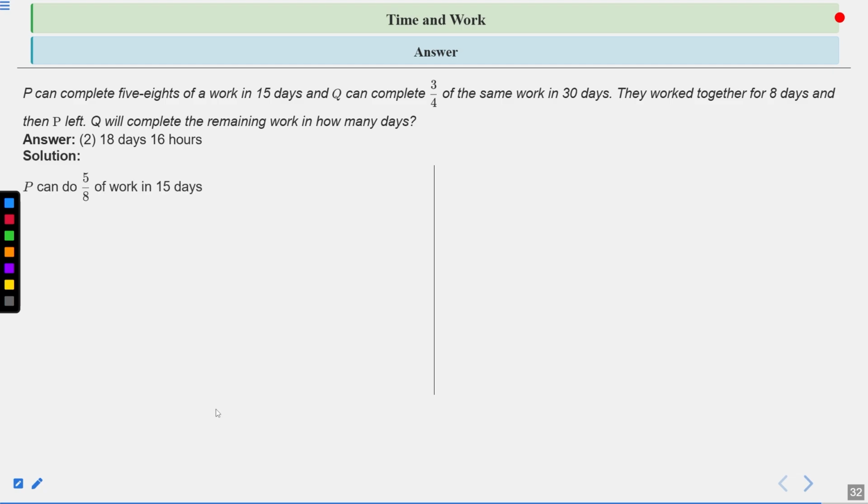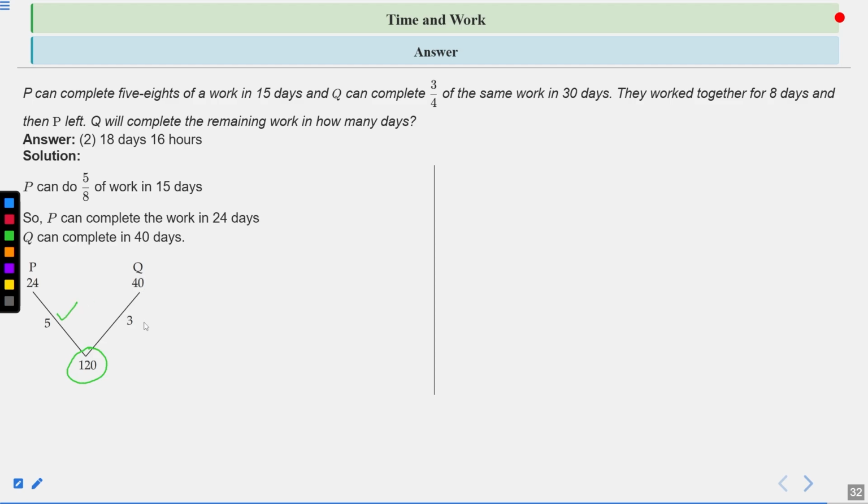So P can do 5 by 8 of the work in 15 days. So we can say that P can complete the whole work in 24 days. In the same way, Q can complete the total work in 40 days. So we take the LCM of 24 and 40, and we get the LCM, which is 120. And we take this 120 as the total work. So we get the efficiency of P, which is 5 units, and the efficiency of Q, which is 3 units.